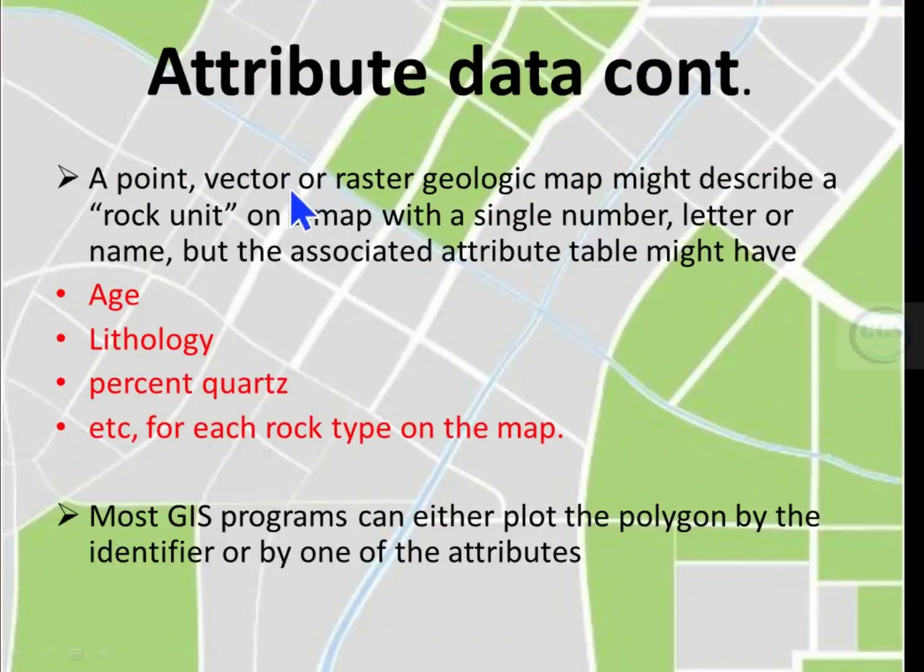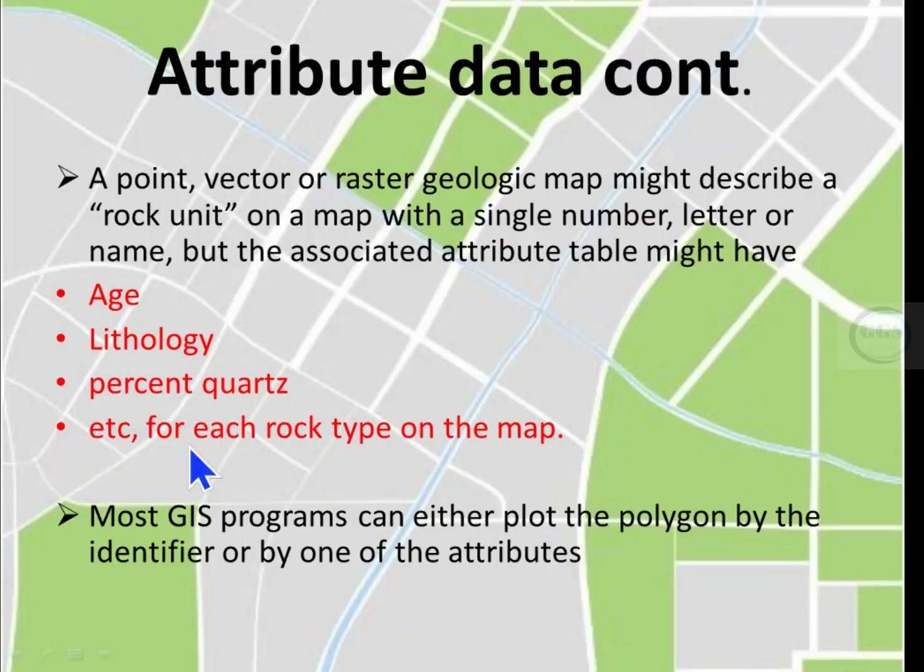Then attribute data can also, for example, when you have a geological map, a map representing the geology of an area. So that geologic map representing a rock unit is spatial data, but there is more information provided about the rock unit. For example, we have the age, we have the lithology, we have the percentage of mineral in the rock. All these are attribute data. In fact, you can even have the area coverage of the rock. So all that information, they are attributes.